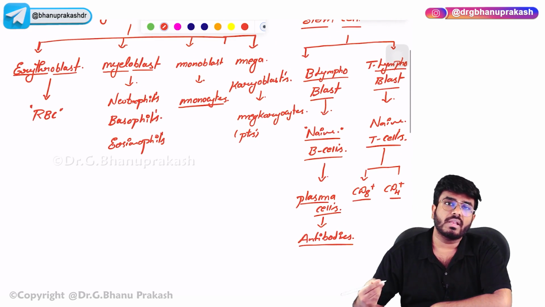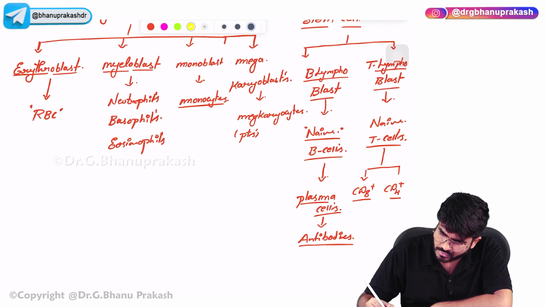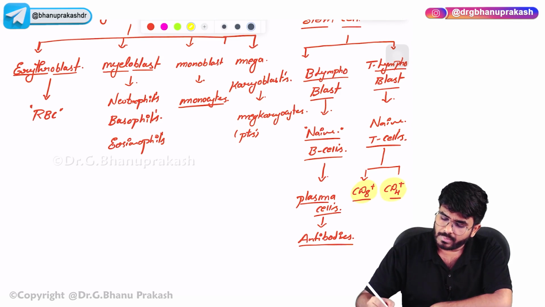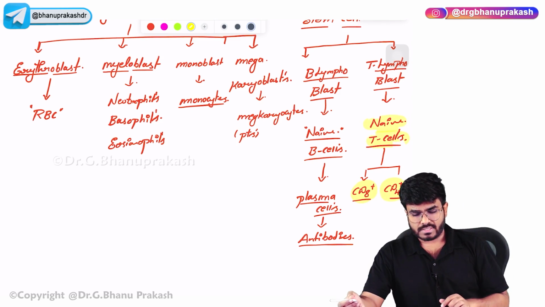There are two types of lymphocytes, CD8 positive lymphocytes and CD4 positive lymphocytes. Both are coming from naive T cells. So they are coming from the T lymphoblast. So this is the lineage.